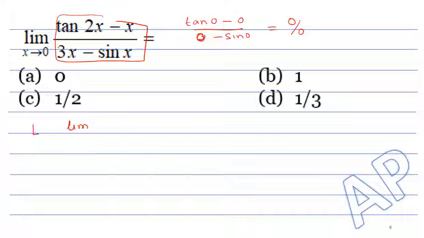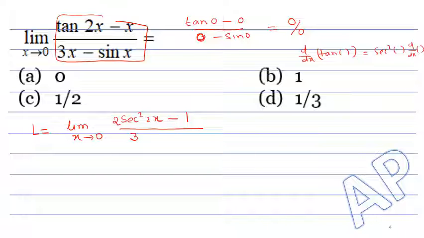So the given limit L is equal to limit as x approaches 0 of derivative of tan 2x, which is secant square 2x into derivative of 2x, which is 2. That is, we are applying the chain rule, that is d by dx of tan something is secant square something into d by dx of something. So the derivative of tan 2x is 2 secant square 2x minus derivative of x, which is 1, whole divided by derivative of 3x, which is 3, minus derivative of sin x, which is cos x.